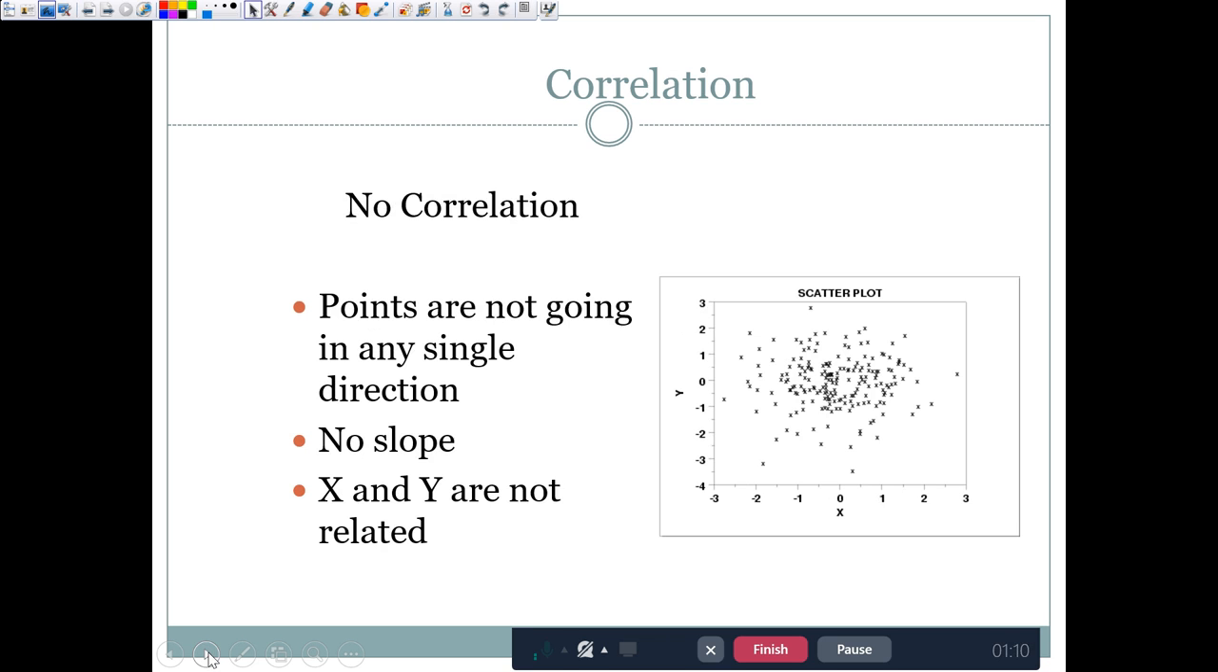No correlation is points not going in any single direction. There's no slope. X and y are not related. Okay, it's a scatter plot. They're everywhere. Okay.